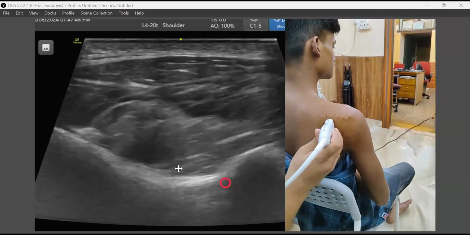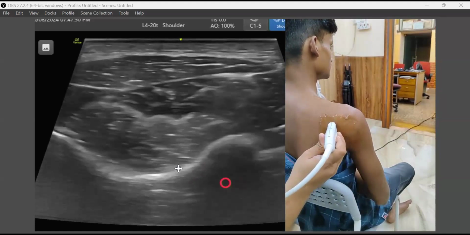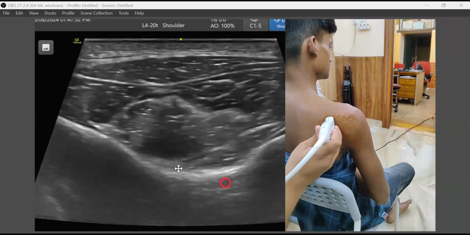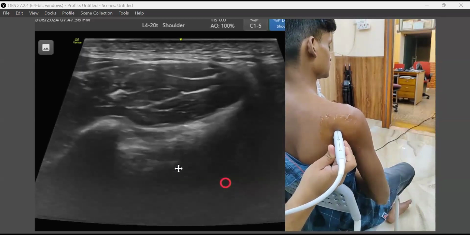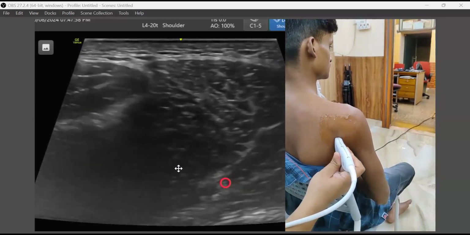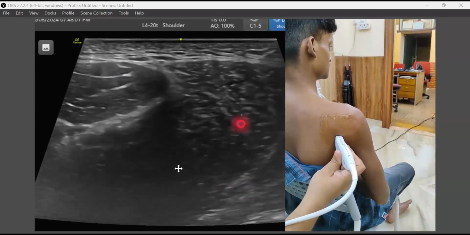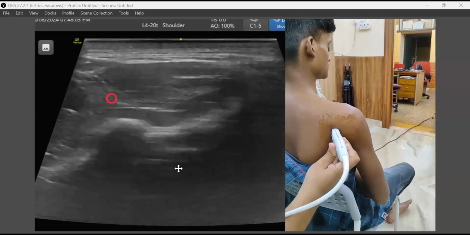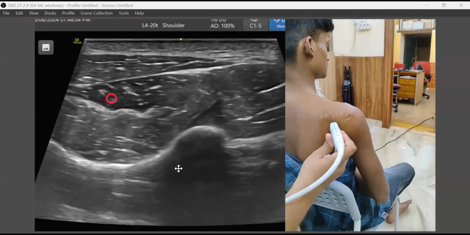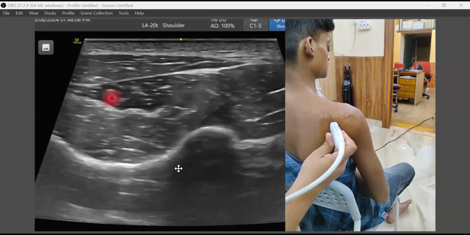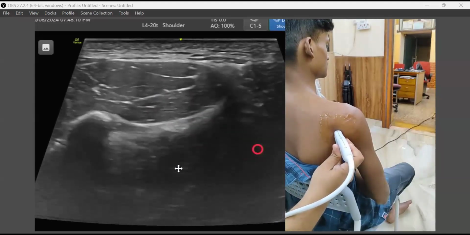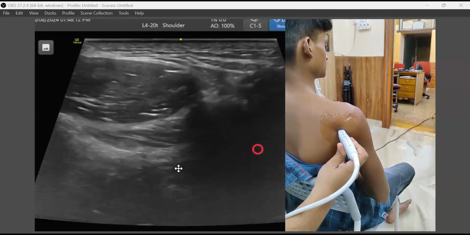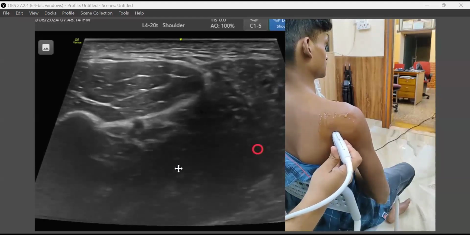First, I try to find out this infraspinatus, then below it is the teres minor, and then it is the large teres major. So this is the teres major, this is the teres minor, and this is the infraspinatus. Okay, this one is the infraspinatus. Then we have the teres minor, teres major. Now from the teres minor, teres major junction, I was in the medial side, I am going laterally.